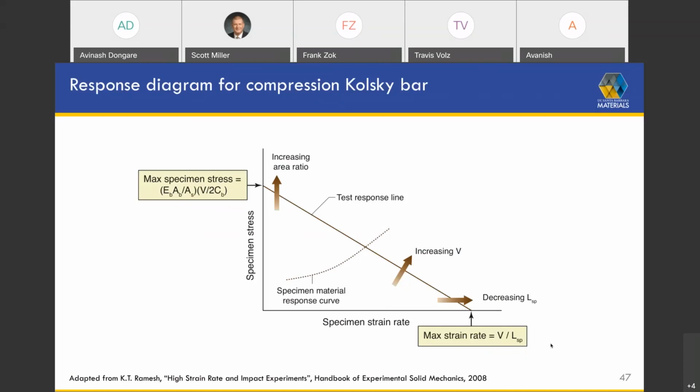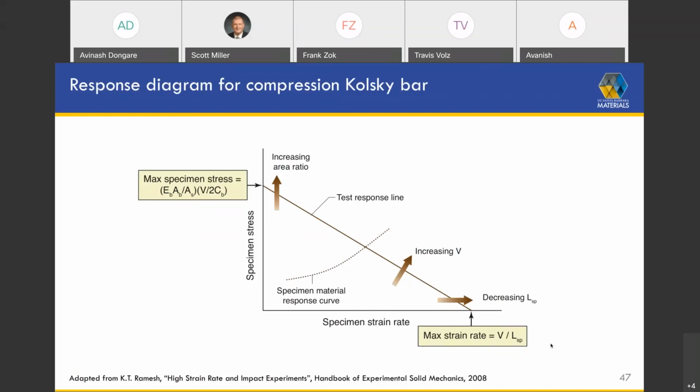Now, if your specimen gauge length happened to be, let's say, 5 millimeters, which is not atypical, but perhaps slightly on the short side, then that's 5 times 10 to the minus 3 meters. So you take 50 divided by 5 times 10 to the minus 3, and you get a strain rate there of 10 to the 4. Okay? So, people often talk about maximum strain rates of 10 to the 4 per second. This is essentially where that limit comes from.